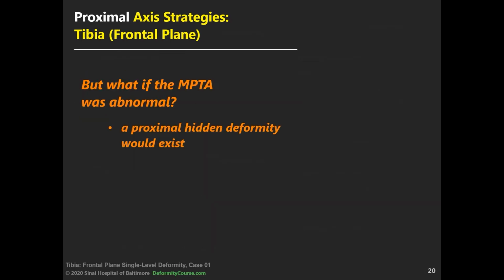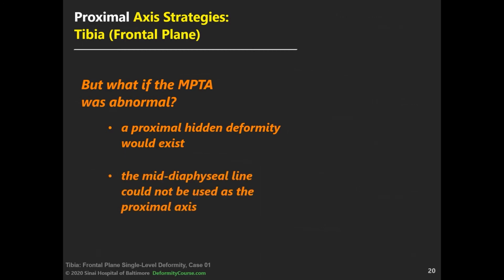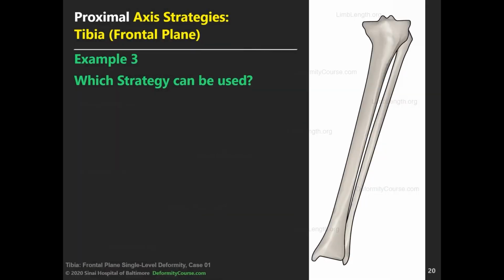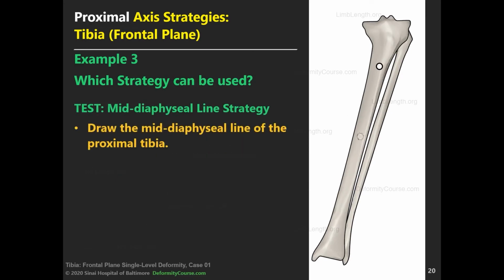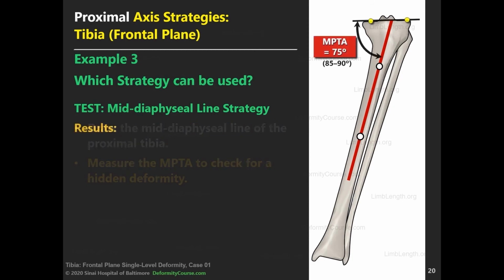However, should there be an abnormal MPTA proximally, it means that we're in the presence of a hidden deformity or a non-obvious deformity, and thus the mid-diaphyseal cannot be used. For example, in this X-ray, we do not have a femur to draw a normal femoral axis, so we decided to draw a mid-diaphyseal line and to verify the MPTA created, and that MPTA is 75 degrees.